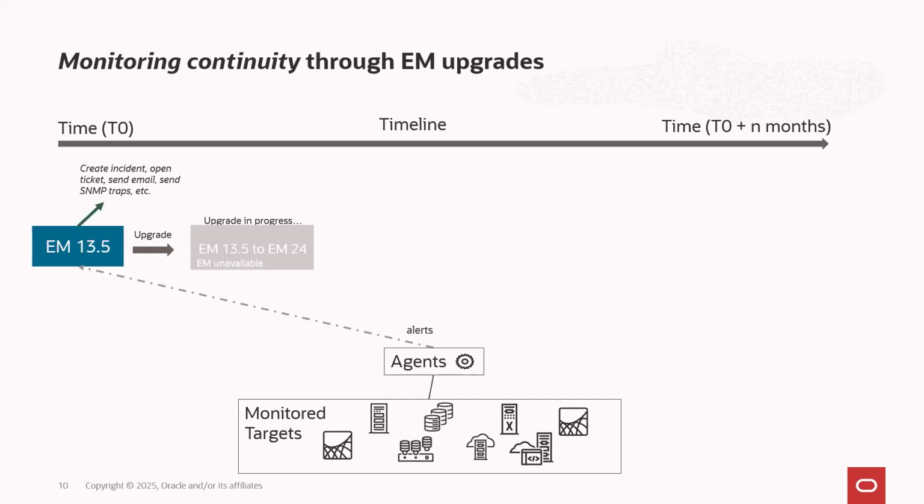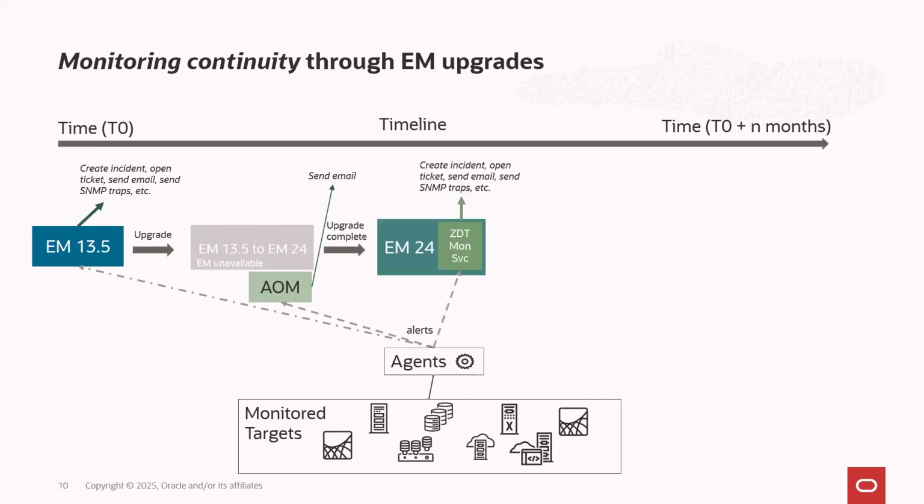Then you decide to upgrade from EM 13.5 to EM 24. During the upgrade, EM is unavailable, and this is where you can use always-on monitoring to continue to receive those alerts from the agents and then send email to the downtime contacts that you've configured in AOM. Once the upgrade is complete, now you're at EM 24 AI.